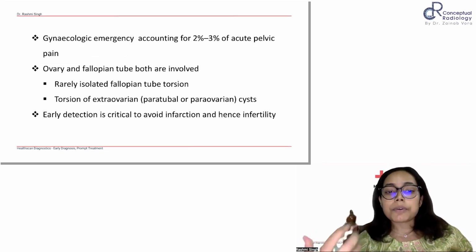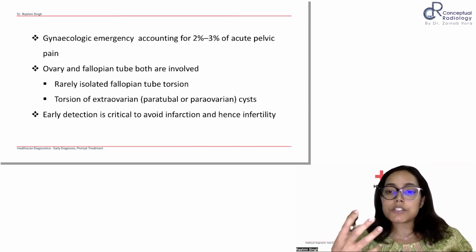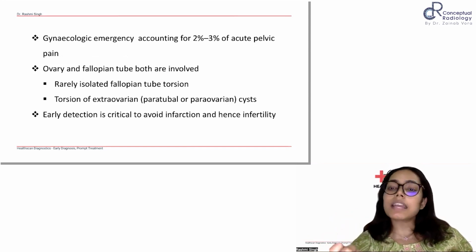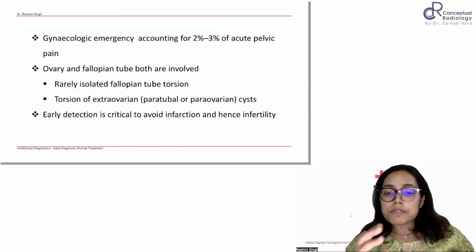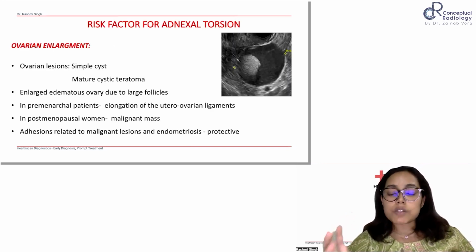What is important here is early detection, because the ovaries are reproductive organs. Once infarction occurs, this will lead to atrophy of the ovaries, and hence the ovarian reserve will be lost. So it might lead to secondary infertility in future. That is why we are so worried about early diagnosis.